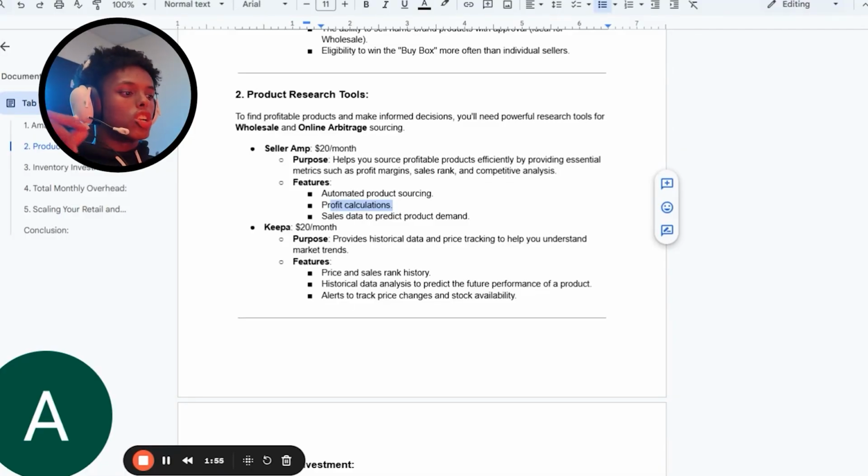Being able to read a Keepa chart is super important. If you learn how to read a Keepa chart and you master it, you probably won't lose money with Amazon FBA, right? Keepa is super important. See the historical data analysis to predict the future performance of a product. It can also alert you to track products and stock availability. It's so important for Amazon.